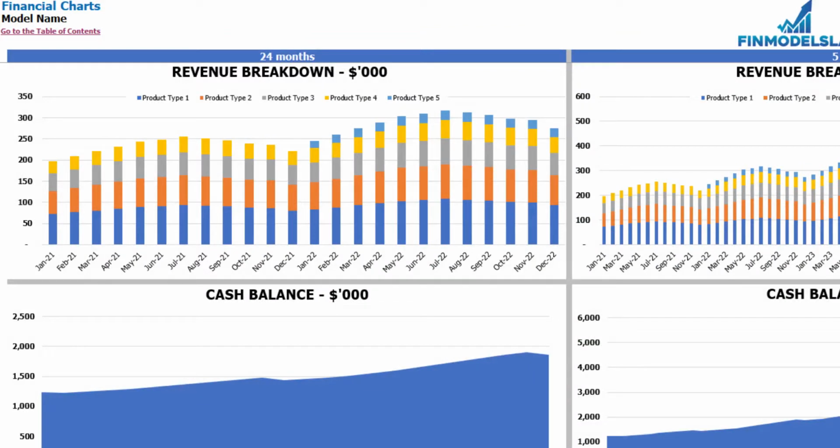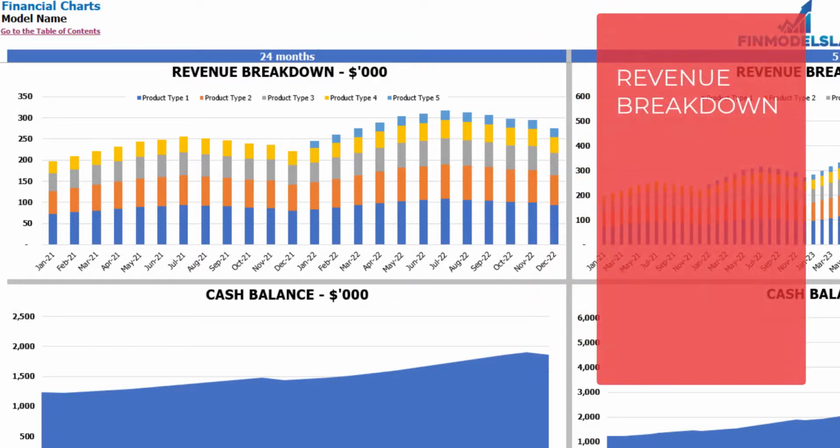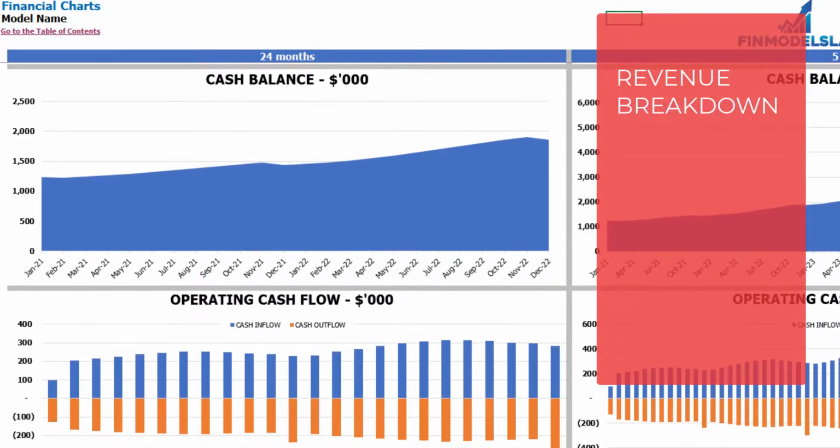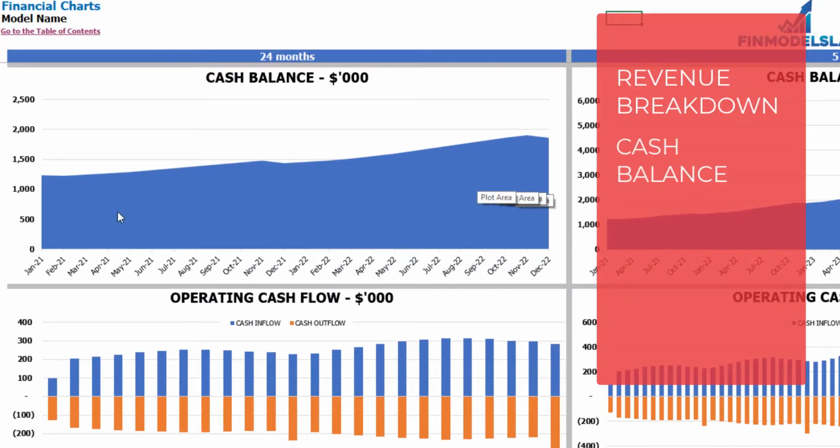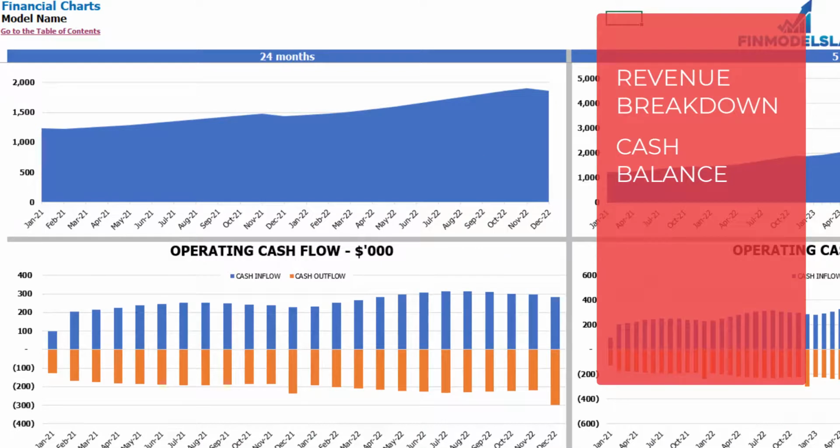On the Financial Charts tab you may see the main financial outputs in graphical form. On the left side you may see the chart for 24 months, and on the right side you may see the chart for the 5 years or 60 months. The top couple of charts will show you the revenue breakdown by product types. The next couple of charts will show you the cash balance for the 2 years and for the 5 years.